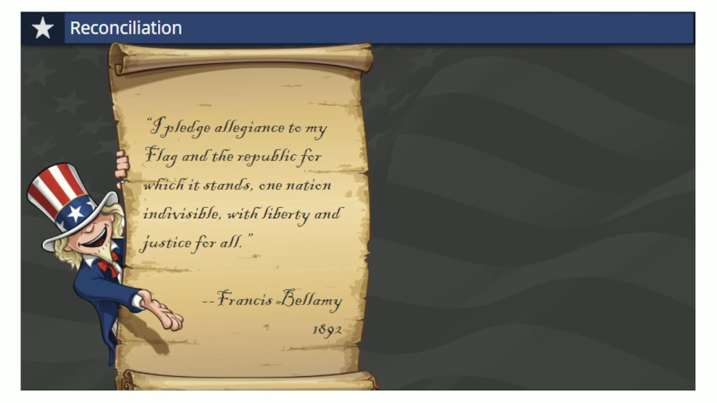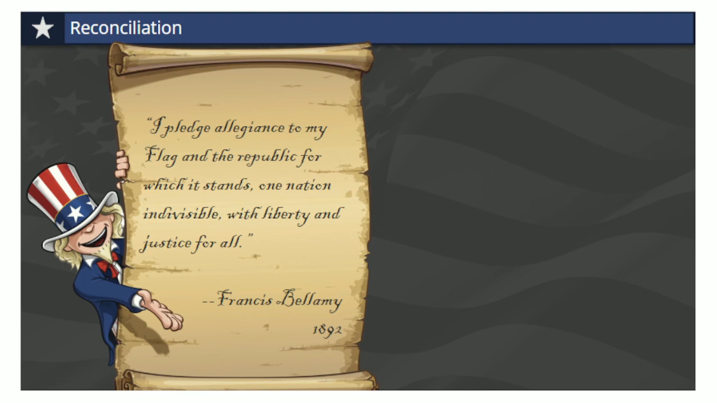The Pledge of Allegiance, which you may recite each morning at the start of school, is part of the Civil War's legacy. You can see it here in a slightly different version, as it was originally written in 1892. Have you ever wondered why Americans thought it was necessary to pledge allegiance, their loyalty, to their own nation? It has a lot to do with the Civil War.